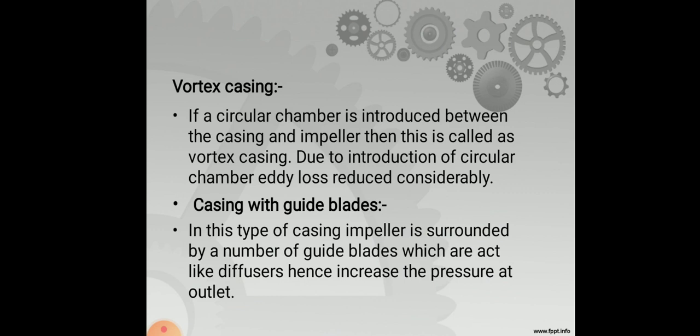Vortex casing. If a circular chamber is introduced between the casing and impeller, then this is called vortex casing. Due to the introduction of the circular chamber, eddy loss is reduced considerably. Casing with guide blade: in this type of casing, the impeller is surrounded by a number of guide blades which act like a diffuser, hence increasing the pressure at outlet. One more thing, casing is known as the safety guard of the pump.